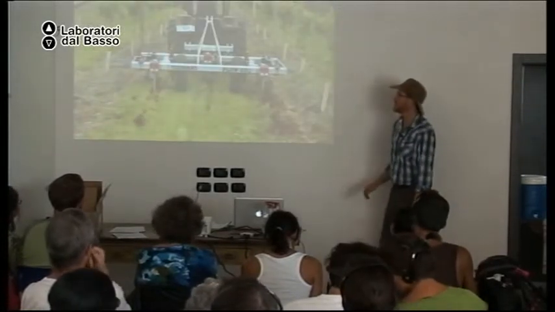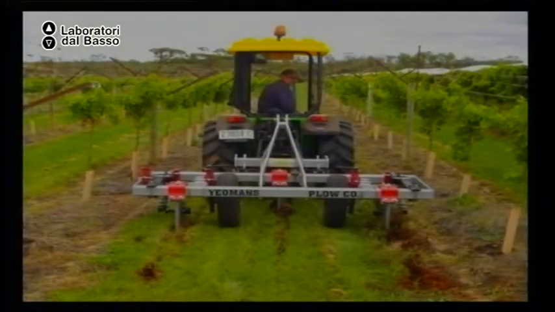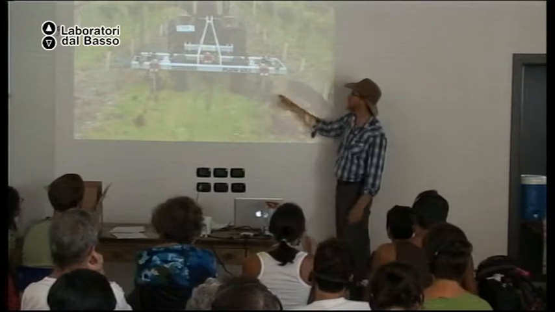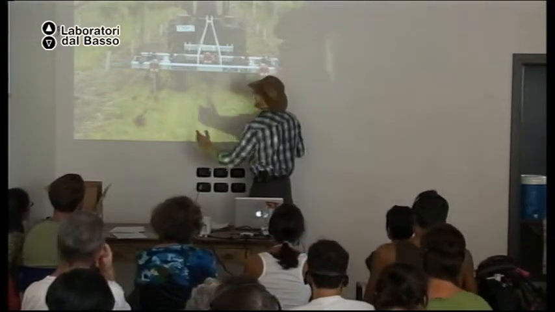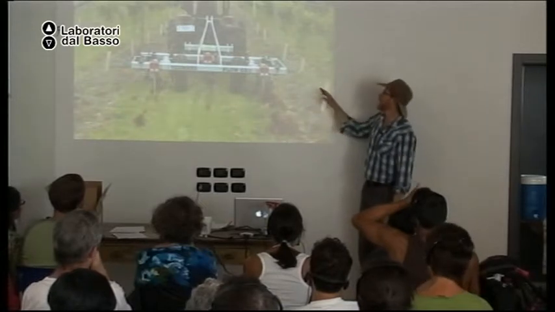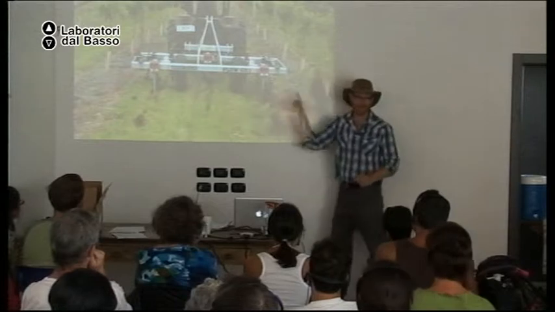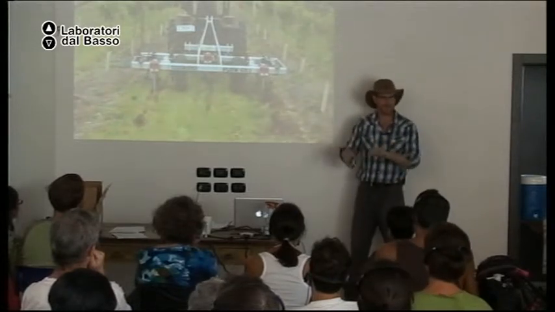This is an example where they created key line berms on which they planted the grapes. And then between the key line berms, they are doing key line plowing. And they spaced the berms to the width of the plow and the tractor for easy access.